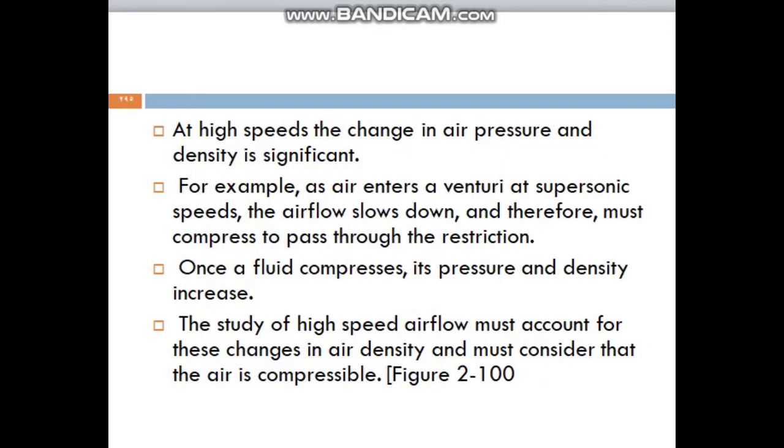At high speed, the change in air pressure and density is significant. For example, as air enters a venturi at supersonic speeds, the airflow slows down and therefore must compress to pass through the restriction. Once a fluid compresses, its pressure and density increase. The study of high-speed airflow must account for these changes in air density and must consider that the air is compressible.